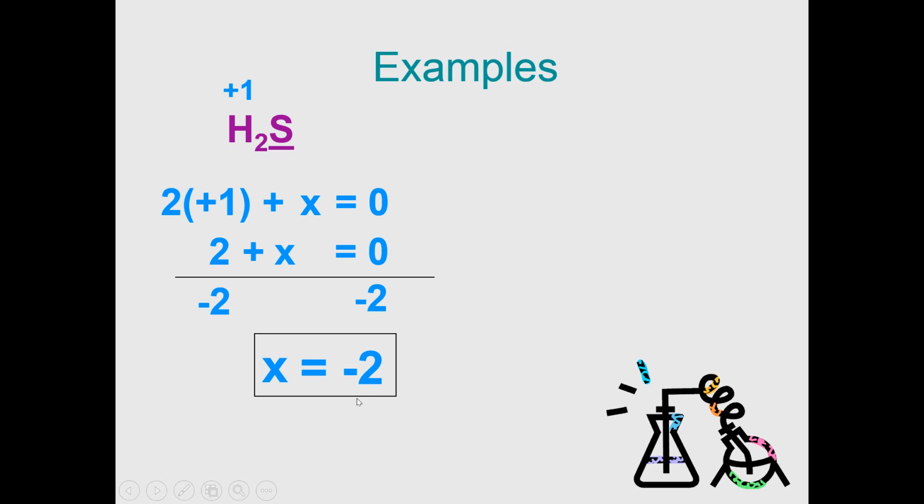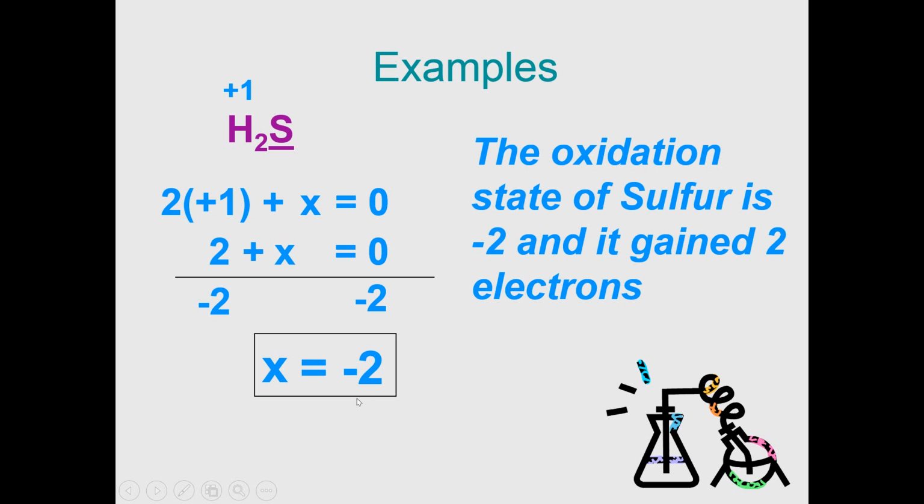So let me tell you what this -2 represents. It tells us the oxidation state of sulfur, and an oxidation state of -2 tells us that sulfur has gained 2 electrons. And some of you, I've noticed, have just kind of memorized that whenever you see a negative charge, that means it gained electrons. Whenever you see a positive charge, that means electrons were lost.